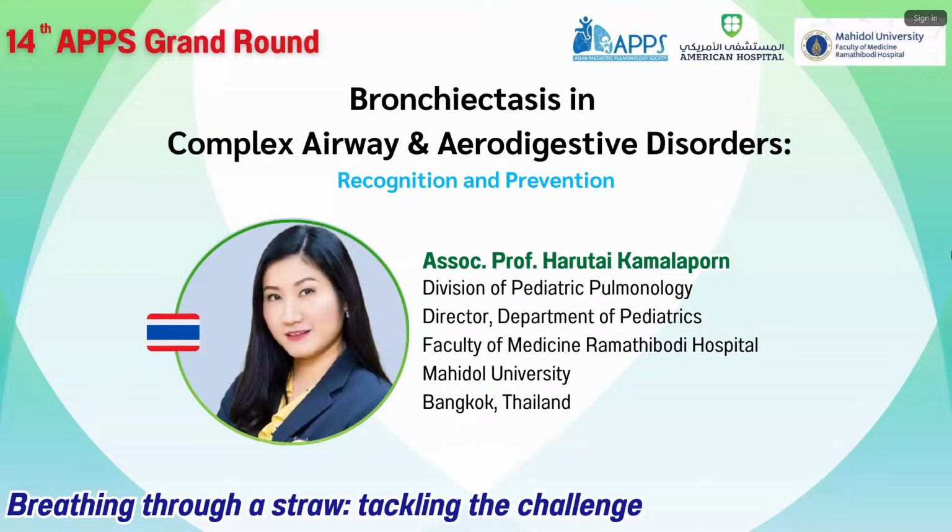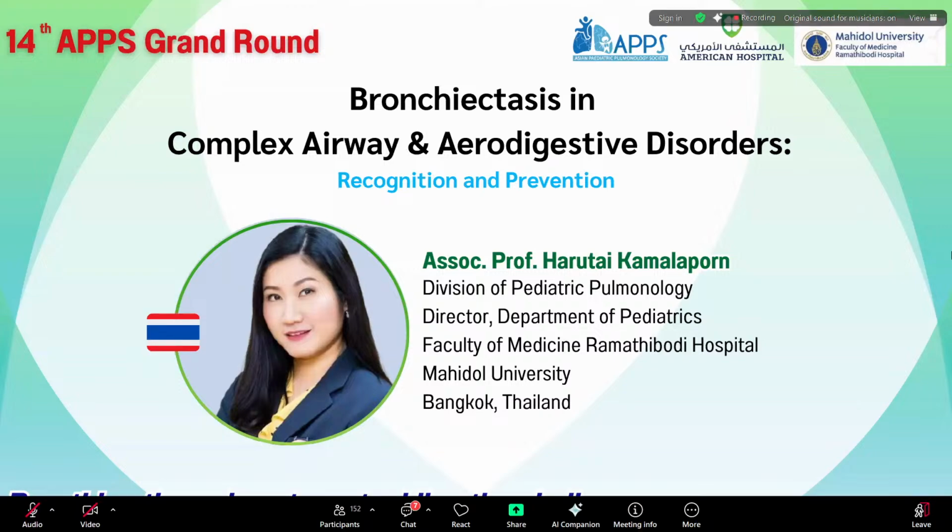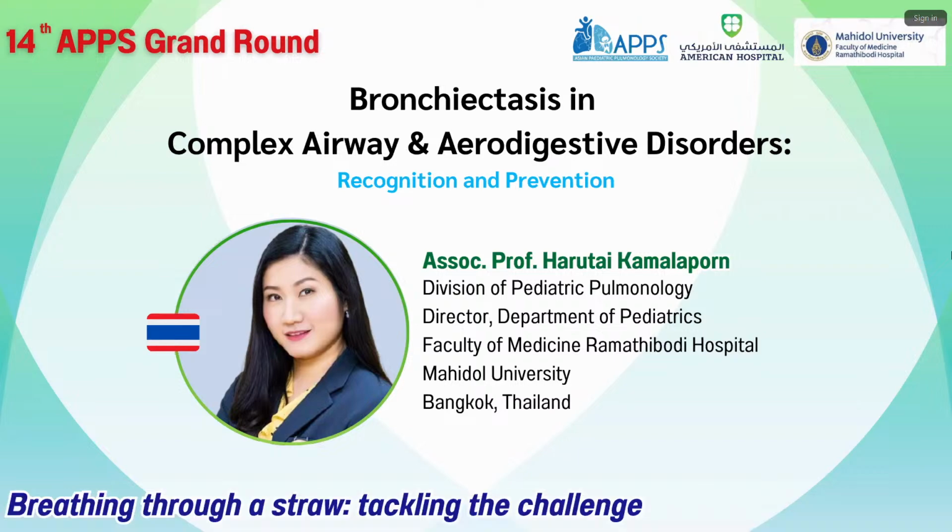Interestingly, for the poll answer, we are talking about bronchiectasis, what happened and how to prevent it. Most of the audience answered airway clearance and antibiotic prophylaxis. We will come back to the answer later on. So I would like to present my perspective about the complex airway and aerodigestive disorder in kids after TE fistula repair.